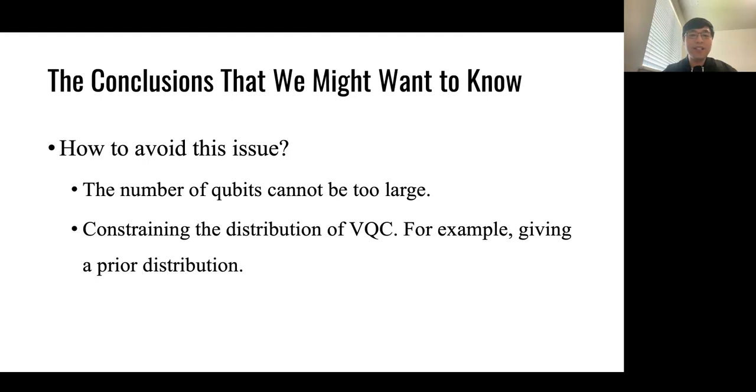Another potential solution is to constrain the distribution of the VQC. For example, we give a prior distribution on the VQC. In some recent research, researchers give a specific initialization, such as a beta distribution or a Gaussian distribution, to make the VQC less random. These two potential solutions may help at this point.